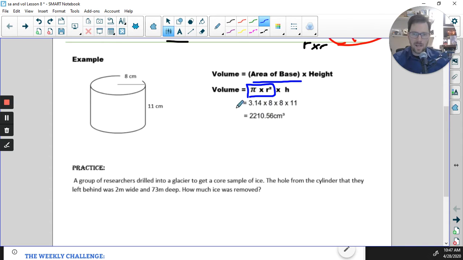So 3.14 times, we have our radius. So our radius right here from the center to the outside of the arc is 8 centimeters. So 3.14 times 8 times 8 times 11, which is our height. Okay, and all together that's 2,210.56 centimeters cubed. Remembering, as we've always said before, that the area of a base is in something squared, centimeters, meters, whatever, kilometers, and the height is something just in that. So when we multiply those all together, they equal centimeters cubed for volume.